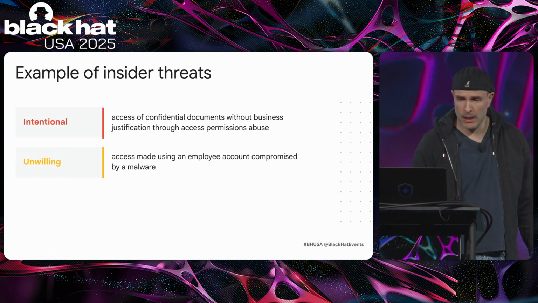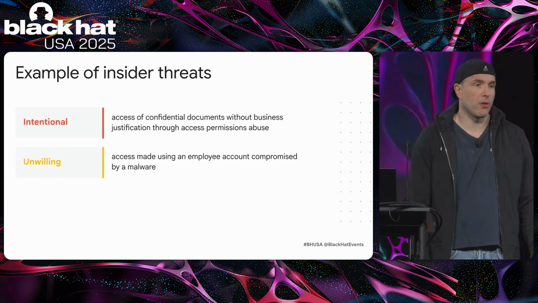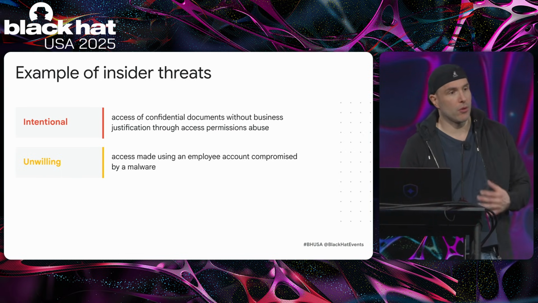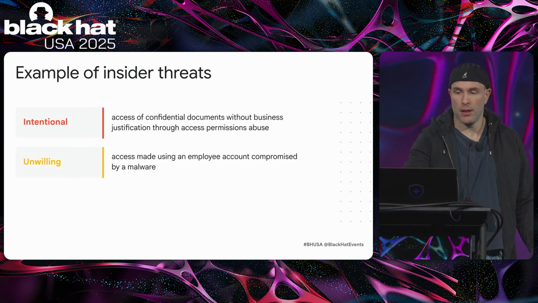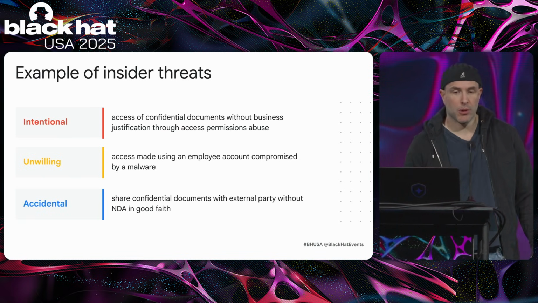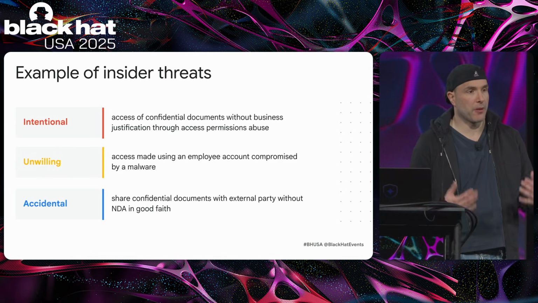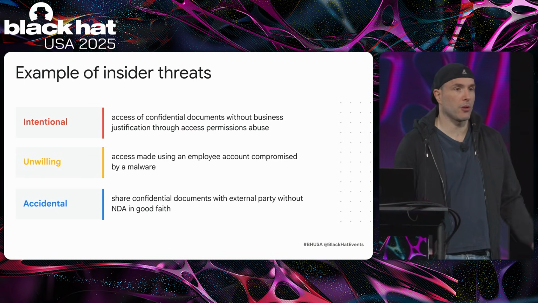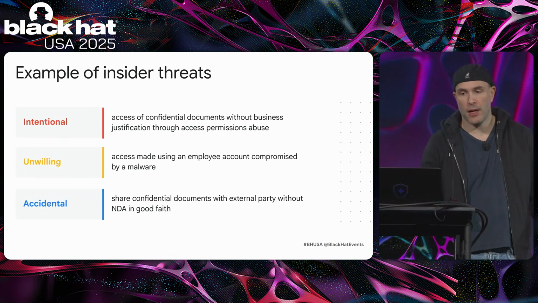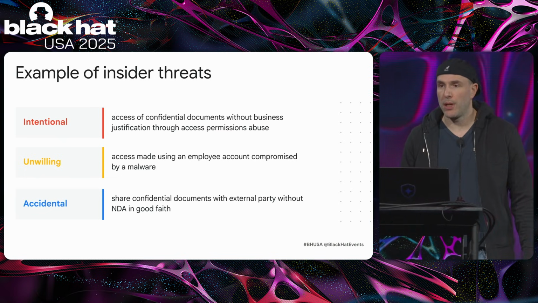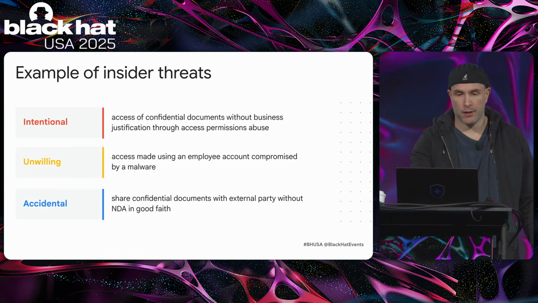Unwilling, it happens sometimes that some of our employees are compromised with malware, and then the malware is used to exploit the access of the unwilling employee to access some of the data and, again, cause harm to Alphabet. And last but not least, we have employees who want to share data with a partner and didn't realize the partner is not under NDA or are sharing it in a way which is not approved and put some of our proprietary data at risk. So those are some examples of what we call insider risk. So that's what we try to detect.